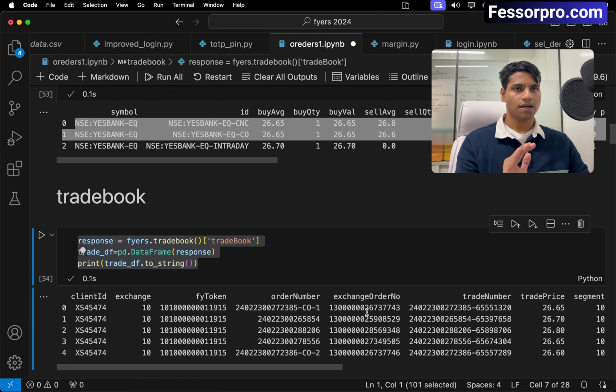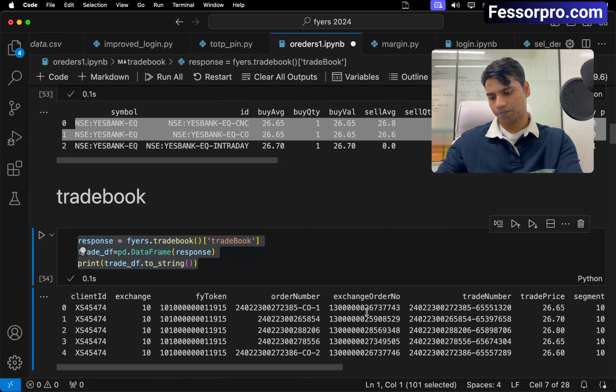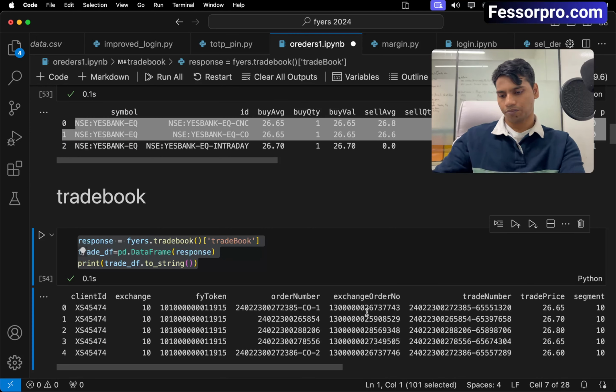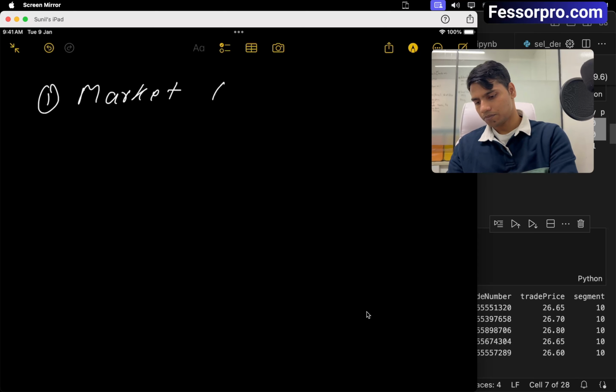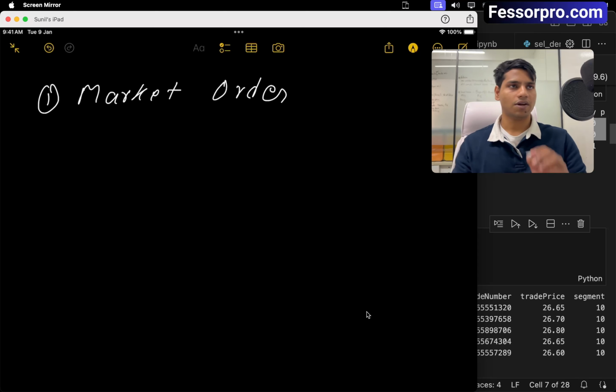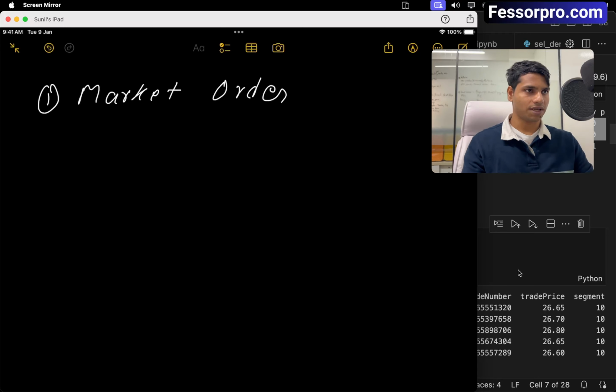Now let's try to understand what are the different types of orders that you can place by using the Fyers API. The first very important order is the market order. Now let's discuss how to place a market order.